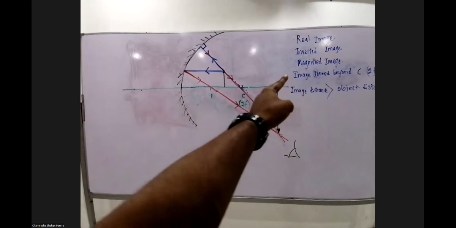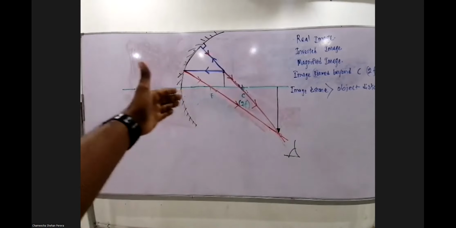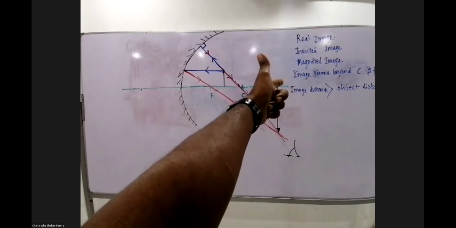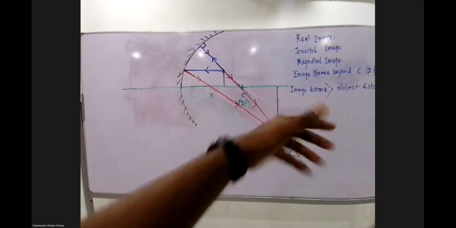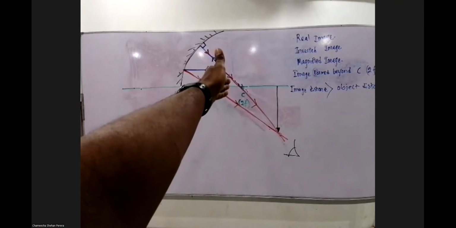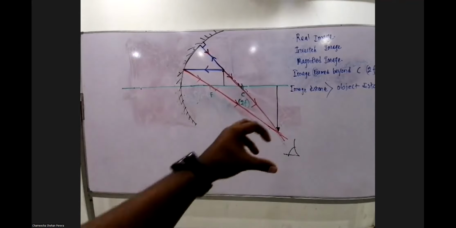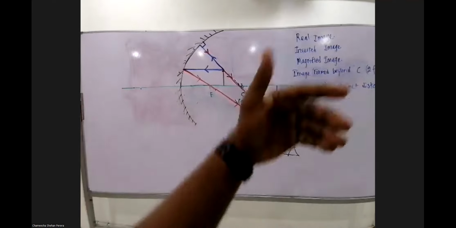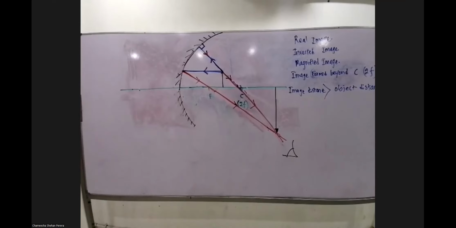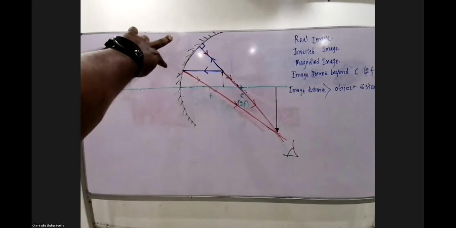We do not consider the light rays coming from the bottom of the object. As the bottom of the object is placed on the principal axis, the light rays get reflected back along the same pathway, and the bottom of the image also forms on the principal axis. We don't want to worry about those light rays. You have to consider the two light rays coming from the top of the object to the concave mirror.